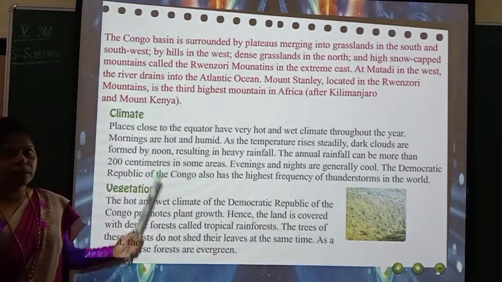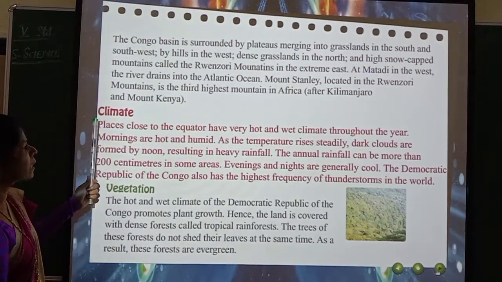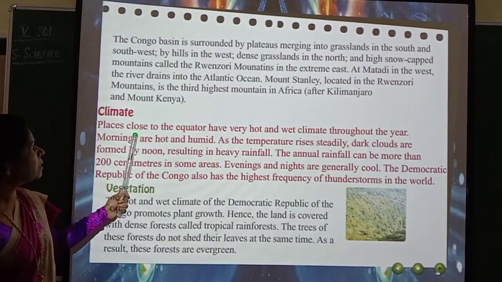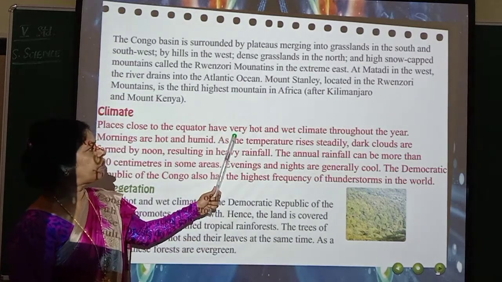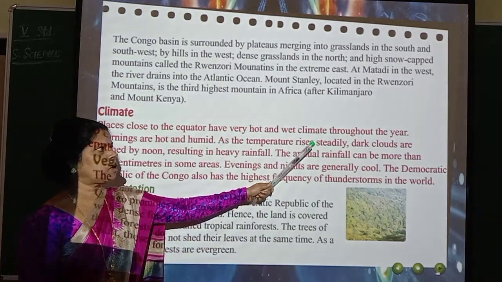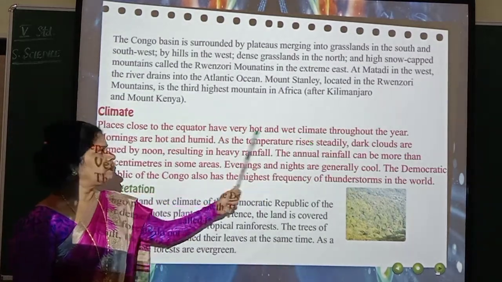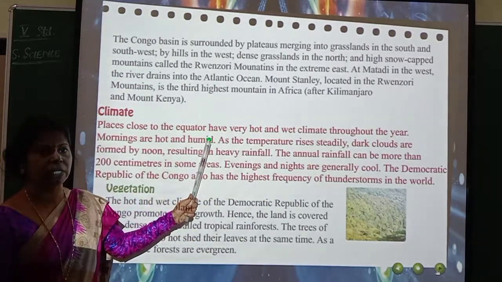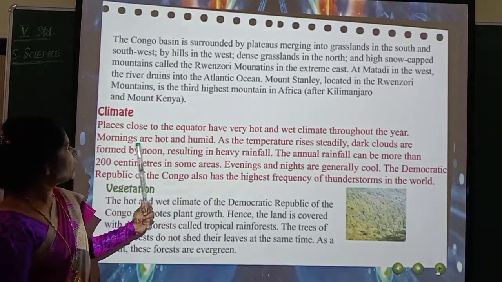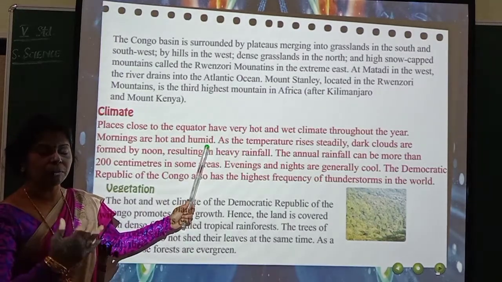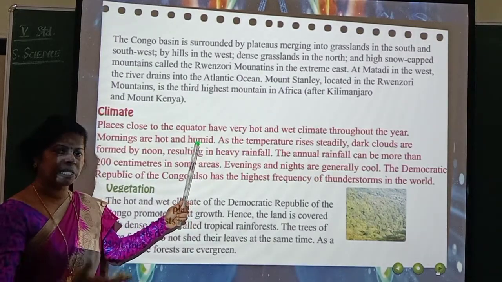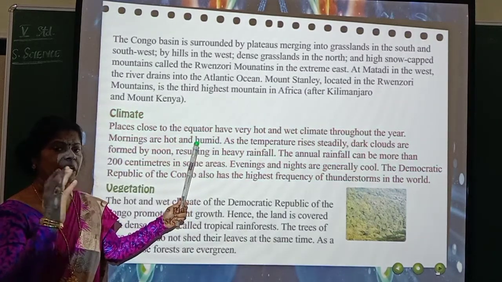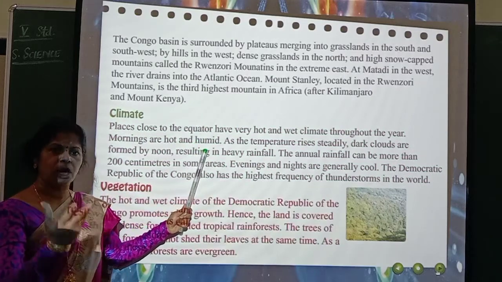So let us see about the climate, children. Places close to the equator have a very hot and wet climate throughout the year. Already it is explained: the places close to the equator, the central part. Mornings are hot and humid. Morning will be very hot because it is in the equatorial region. Humid means moisture content is present.